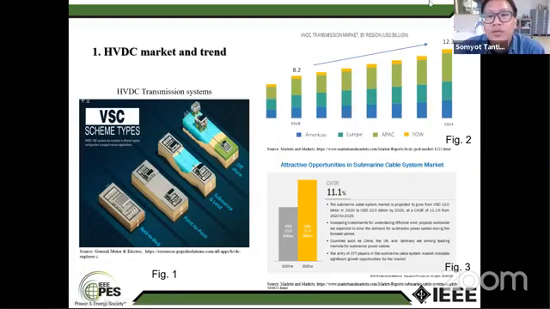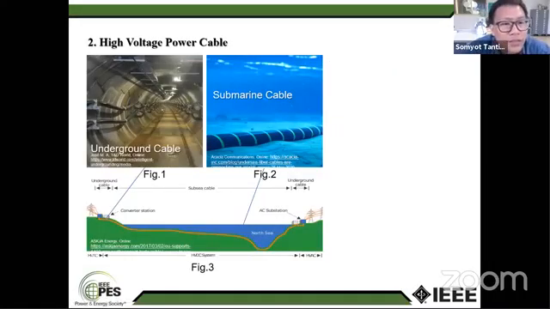So in figure 2, we could see the significant growth of the HVDC transmission market. In 2018, the investment in the HVDC transmission market was about 8.2, growing significantly to 12.3 in 2024. This also shows the significant growth in submarine cables in figure 3. And this figure shows the underground cable and submarine cables installed between land and land through the sea.